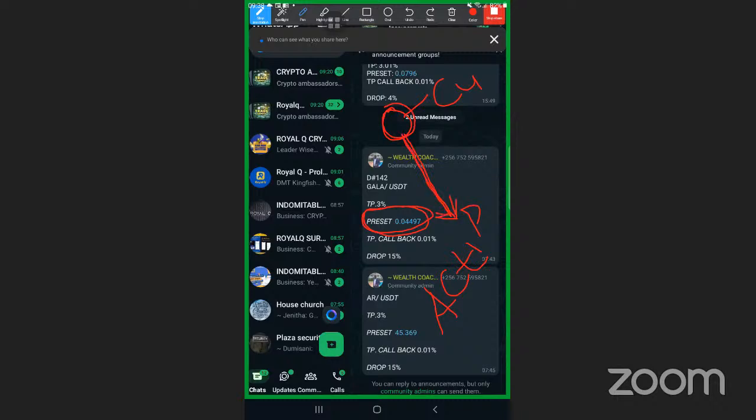The idea is to buy low. The idea of presetting is to buy low. That is the main idea. So we do have current price as well as preset price type of signals.